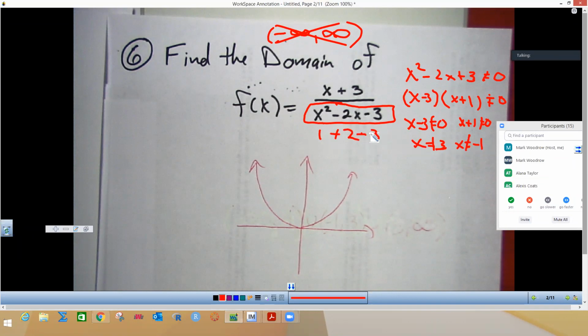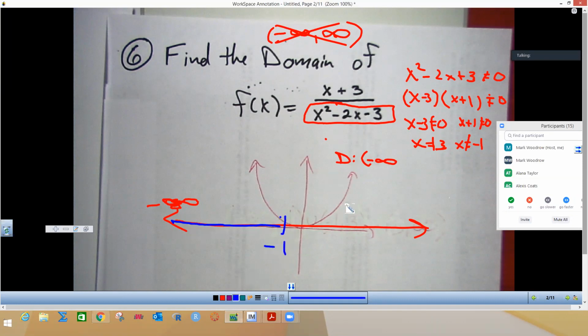That's why it can't be those. You are not allowed to have 0 in a denominator. So just like before, when you're describing the domain, we always start way out to the left. If I'm thinking about a number line coming across here, I'm starting out here at negative infinity, and I'm coming along this number line, and the first number I come to, the smallest one out of these two, is at -1.